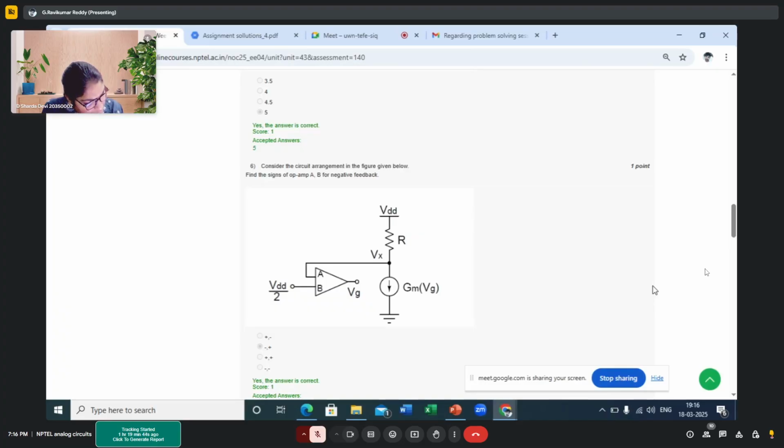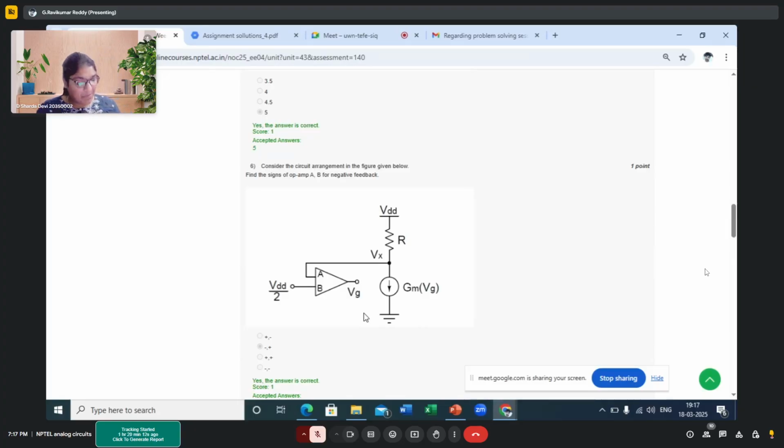This is VG, this is gm VG. gm VG means it's like a MOSFET. So what was the accepted answer? Minus plus, ma'am. A is minus and B is plus. A is minus and B is plus, right?